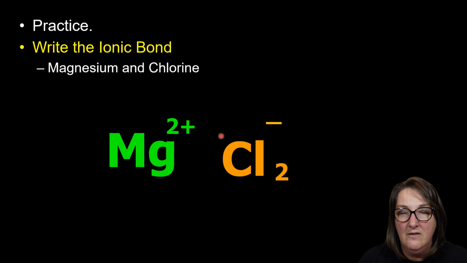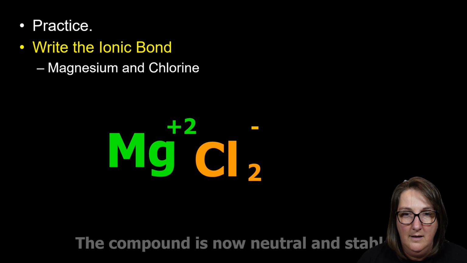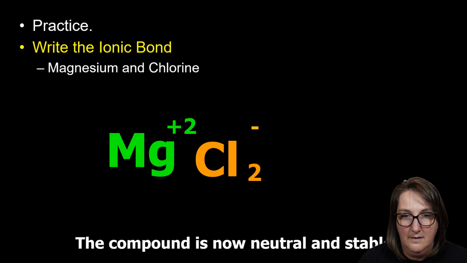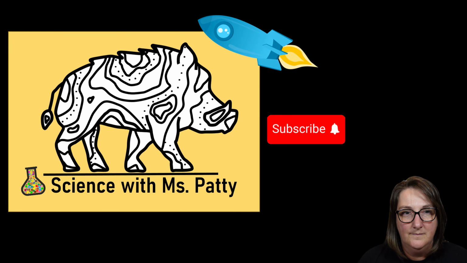All right, that's kind of a harder one. You have to kind of predict what you're going to do. All right, so now my compound is now neutral and stable. All right, that's ionic bonds.